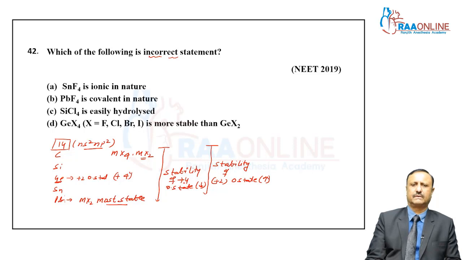GeX4 is more stable, and +2 is less. But in the Pb case, PbX2 is more stable than PbX4. But in germanium, it is not correct. Here GeX2 is less stable, GeX4 is more stable. So, the statement is correct. Now, we can see here SiCl4 is easily hydrolyzed.